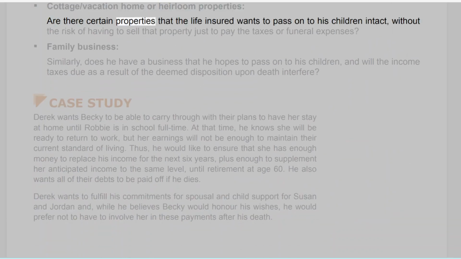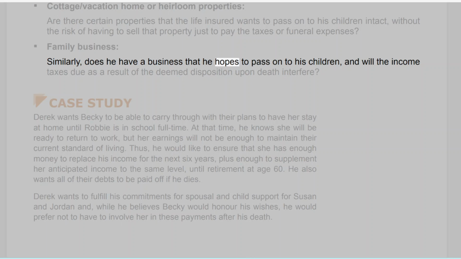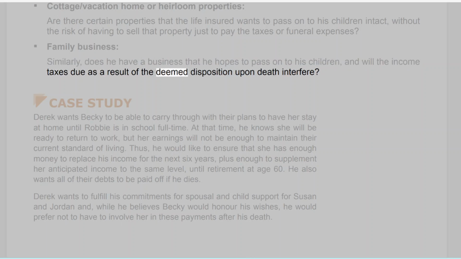Are there certain properties that the life insured wants to pass on to his children intact, without the risk of having to sell that property just to pay the taxes or funeral expenses? Family business: similarly, does he have a business that he hopes to pass on to his children, and will the income taxes due as a result of the deemed disposition upon death interfere?